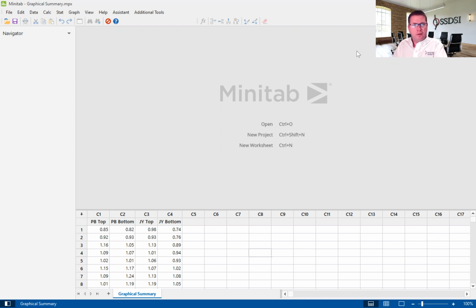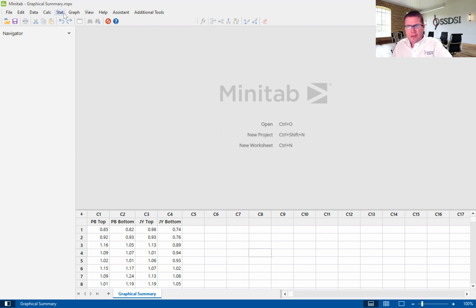Today, I'm going to give you a brief introduction into what's called the Graphical Summary using Minitab's version 20. The Graphical Summary is a tool that gives you a high-level understanding of some of the different descriptive metrics or descriptive statistics of a set of data.